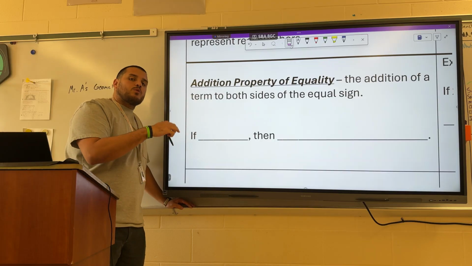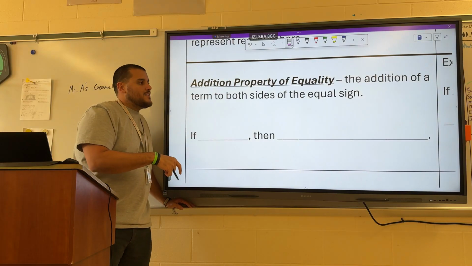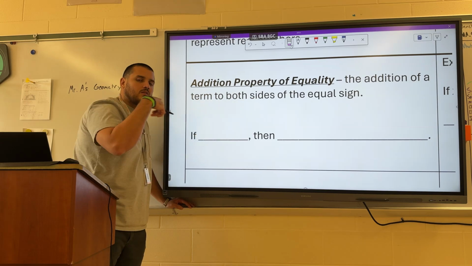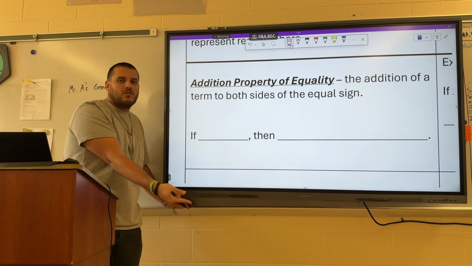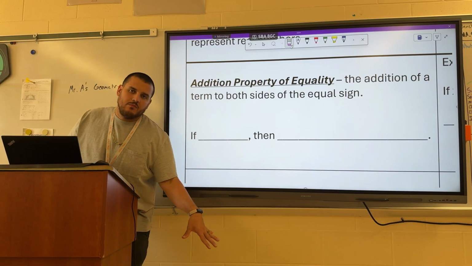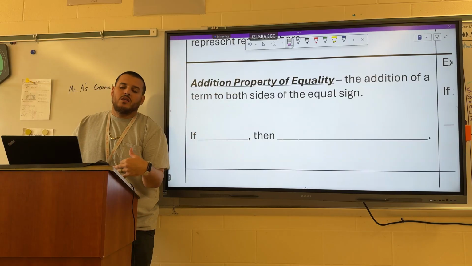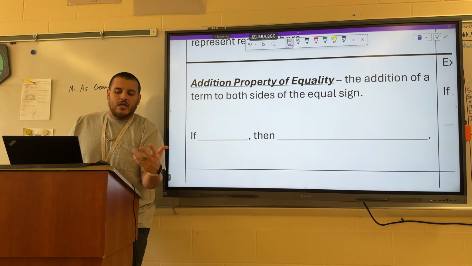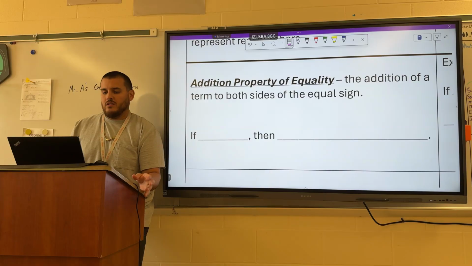When we're doing algebra proofs, we're going to use the same functions as properties of equality in order to explain how we solve for a variable in a given algebra problem. For all these examples that I'm going to be showing you, all these properties of equality, I'm going to use the letters A, B, and C. And those are just going to represent any real numbers.